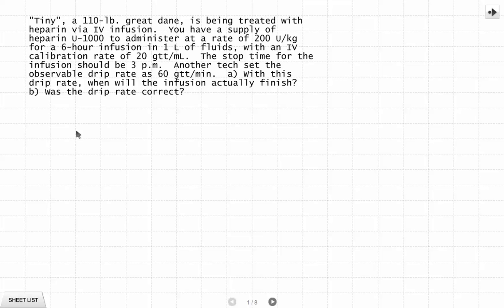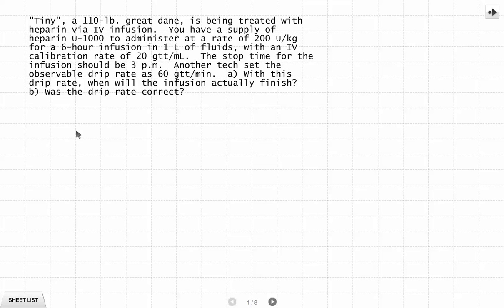Okay, so for our fourth problem, another two-parter, we have Tiny, a 110-pound Great Dane, who is being treated with heparin via IV infusion. You have a supply of heparin U1000, remember that means 1,000 units per milliliter, and you want to administer that at a rate of 200 units per kilogram of body weight for a 6-hour infusion and 1 liter of fluids with an IV calibration rate of 20 drops per milliliter. So that's a lot of information.